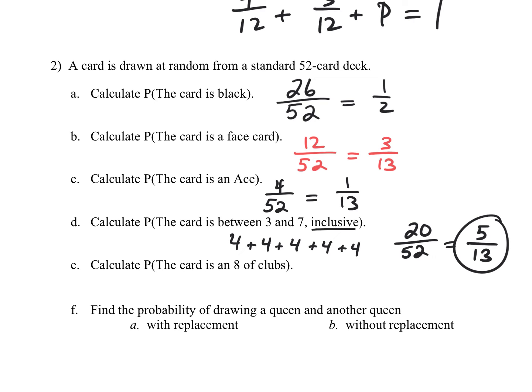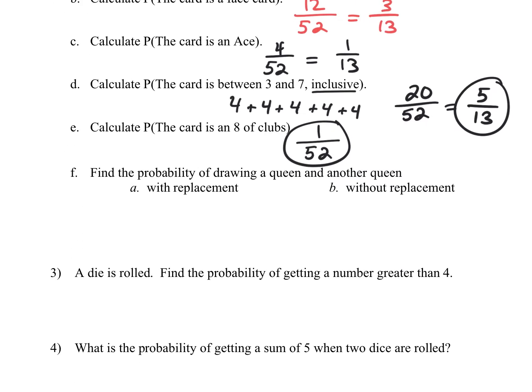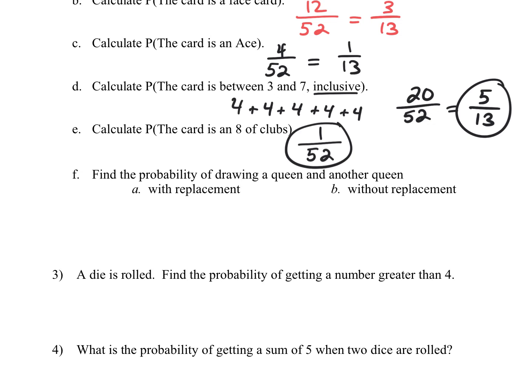Example E asks us to find the probability that the card is the 8 of clubs. There's only 1 out of the total 52 cards. That will be our probability. And then we get into example F, find the probability of drawing a queen and another queen. Now, this idea of with replacement means that I pull a queen and then put that card back into the deck. So the probability of getting a queen would be 1 out of 13 times 1 out of 13 for a total probability of 1 out of 169.